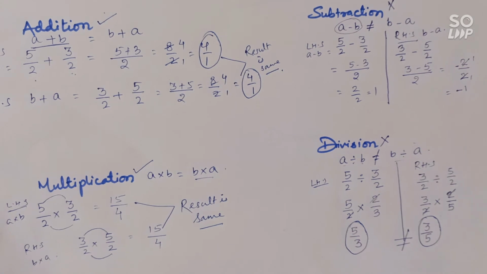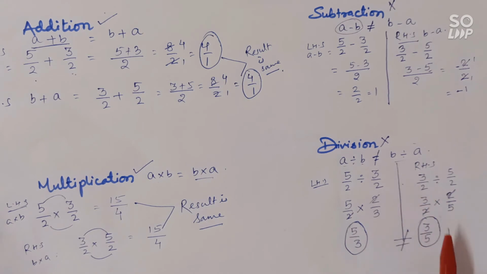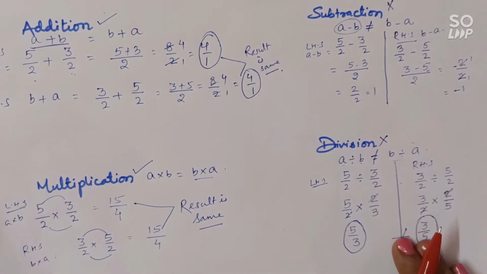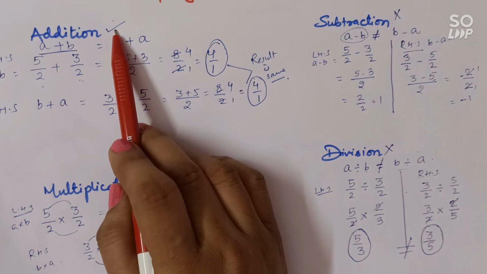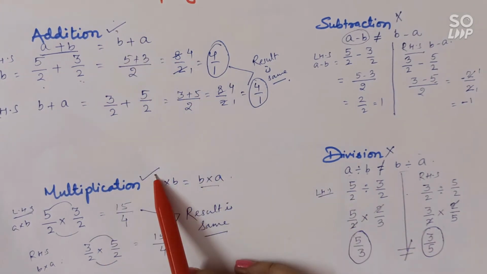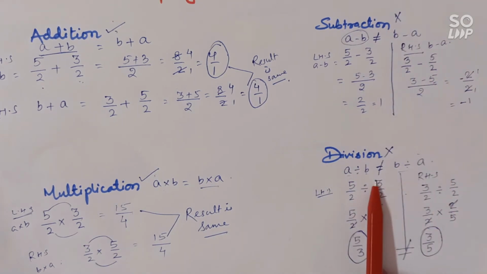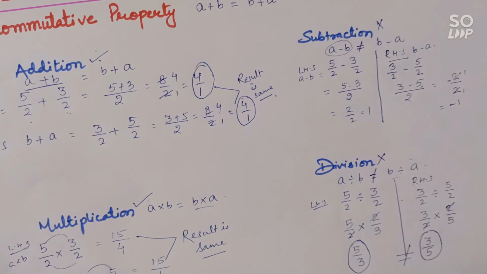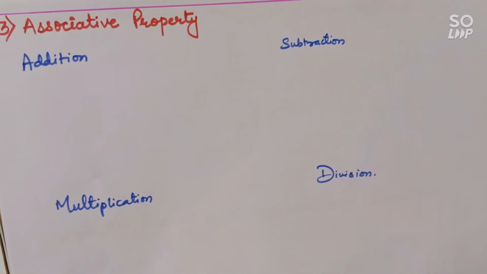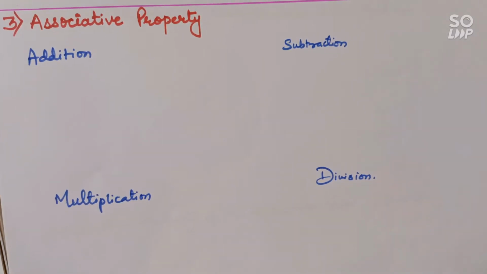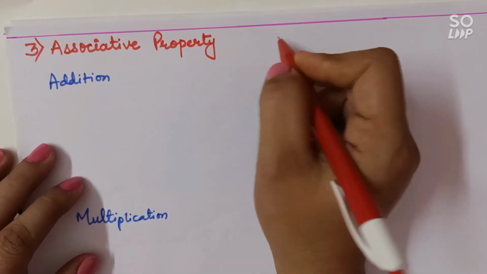Okay, so commutative division of rational number is not closed, it doesn't follow commutative property. Okay, commutative property is only applicable in addition of rational numbers and multiplication of rational number. It doesn't follow for subtraction and division of rational numbers. Okay, I hope it is clear. Now let's move on to another property, that is associative property. Here we will take three numbers. Let's take A, B, C as three numbers.